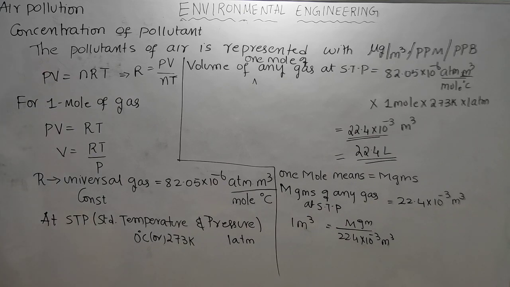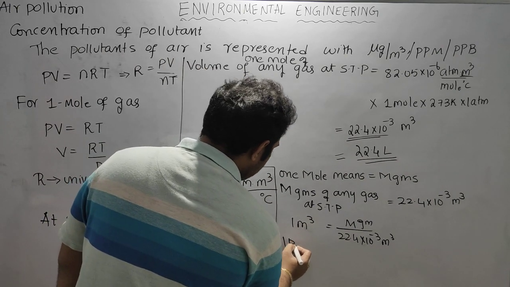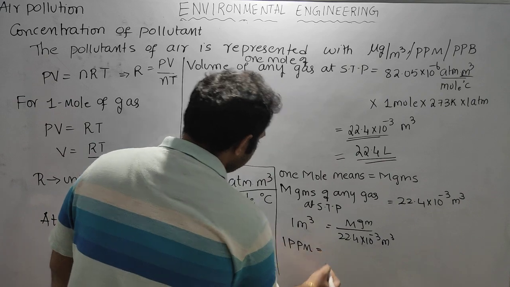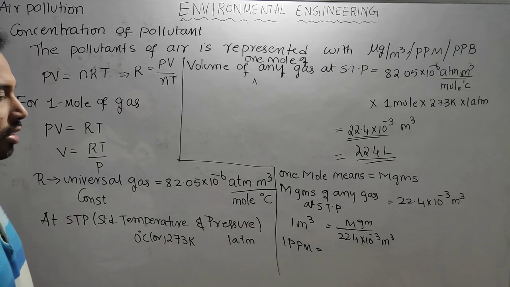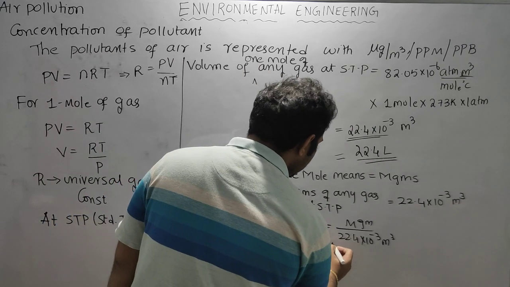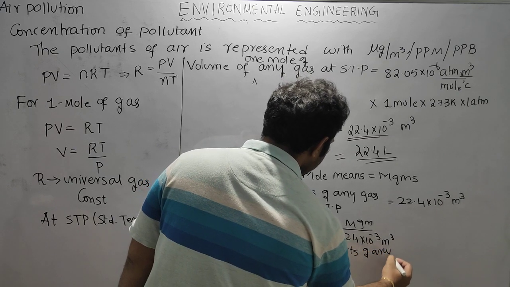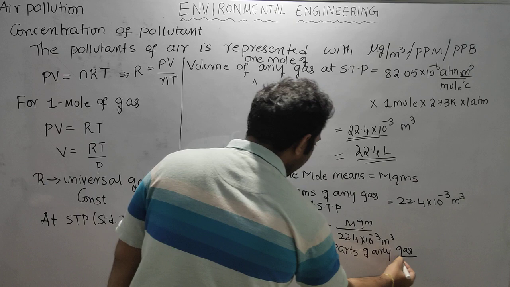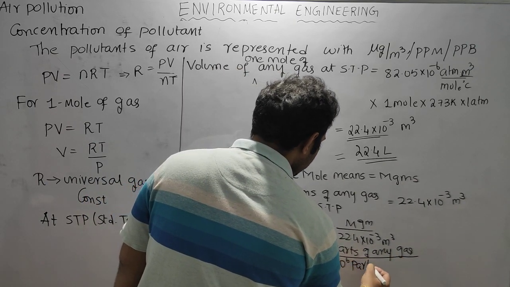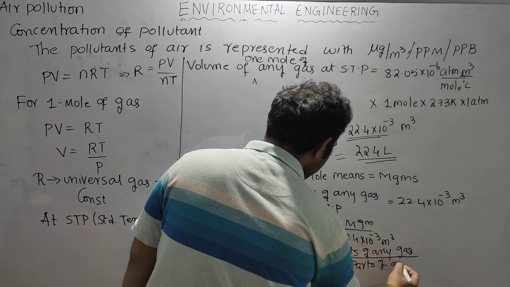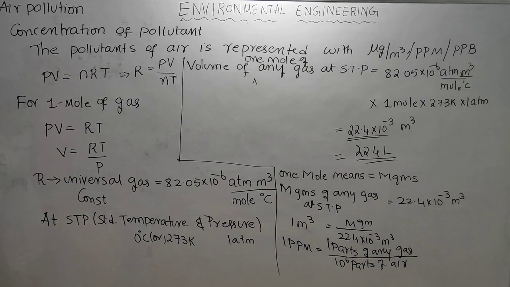So 1 part per million. What is 1 part per million? That is 1 part of any gas by 10 to the power of 6 parts of air. So 1 part of any gas by 10 to the power of 6 parts of air is nothing but 1 ppm.